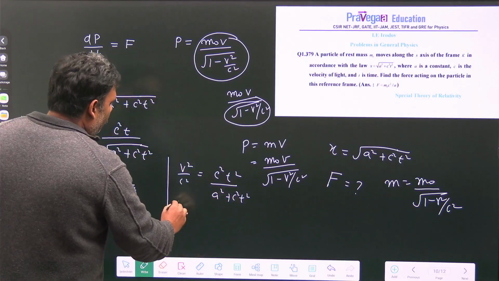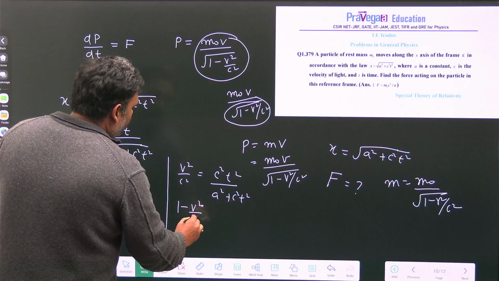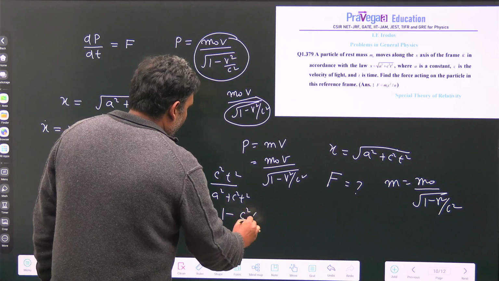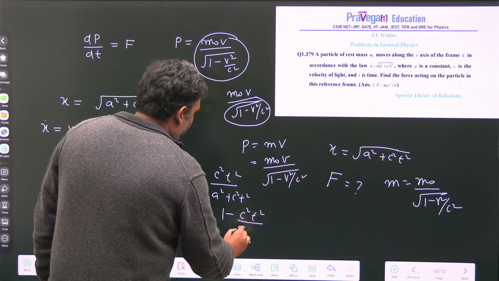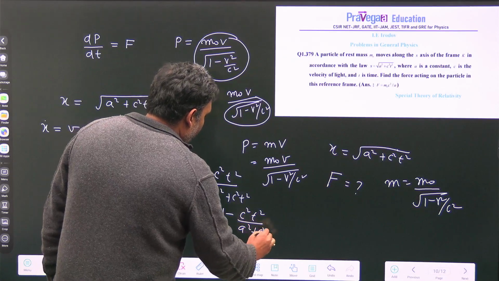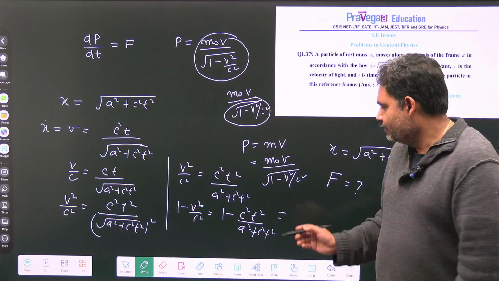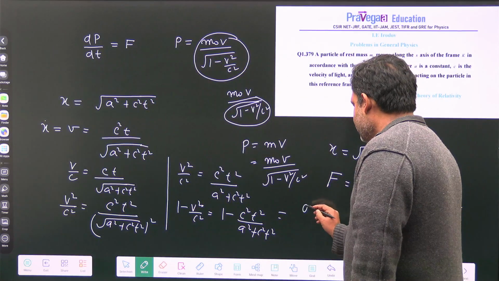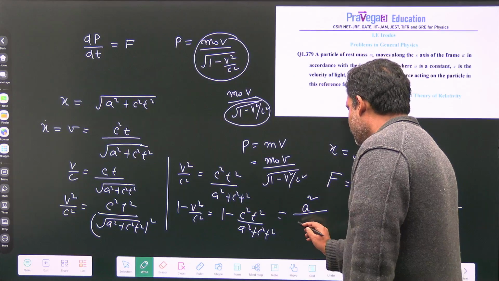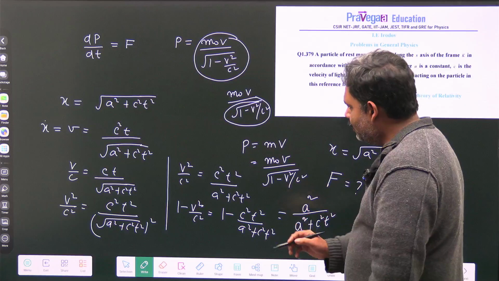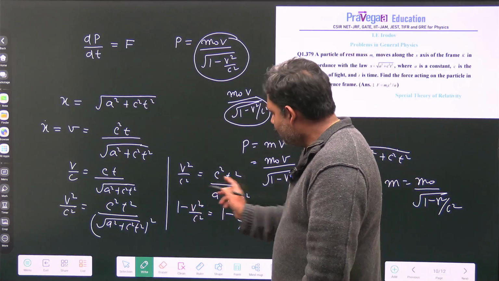And what we have to do? We have to calculate 1 minus v square upon c square, and that value is 1 minus c square t square upon a square plus c square t square. And when we simplify this, we will get a square upon a square plus c square t square. But we have to find the value of root under this one.